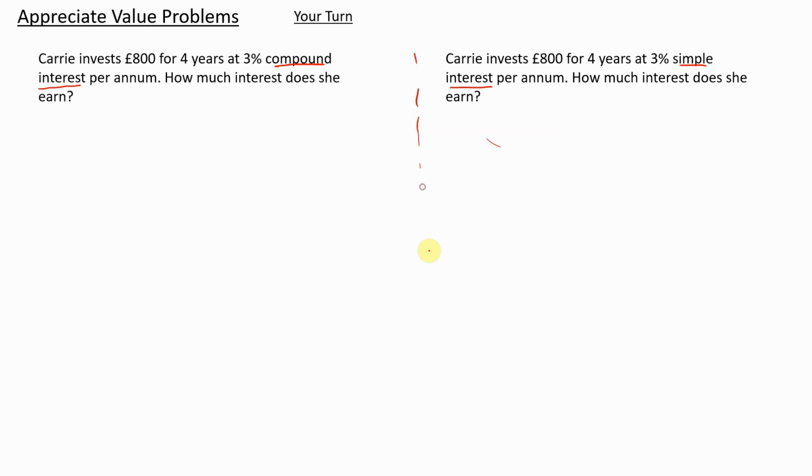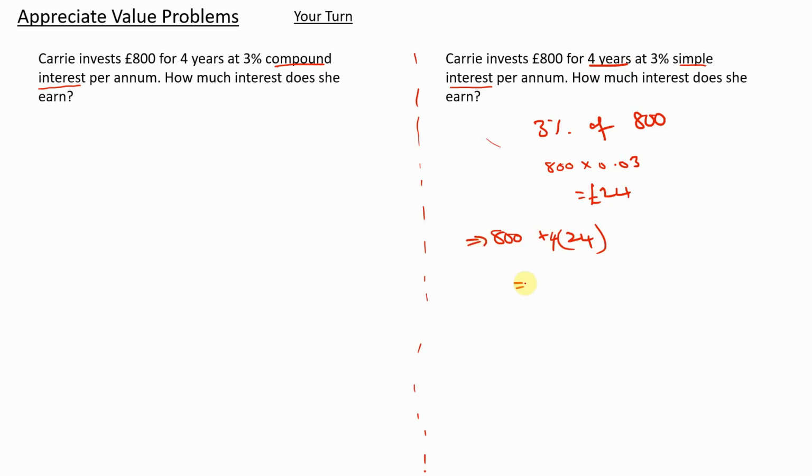Okay, so I'll start with my simple interest one. Again, you can see there's the same questions, but just slightly changed to be simple or compound. So simple interest, we want to find 3% of 800. That is going to be 800 times by 0.03, and that is £24. So then I want to do 800 plus 24, and 4 lots of that because of 4 years. So 800 plus 4 lots of 24, that is £896.